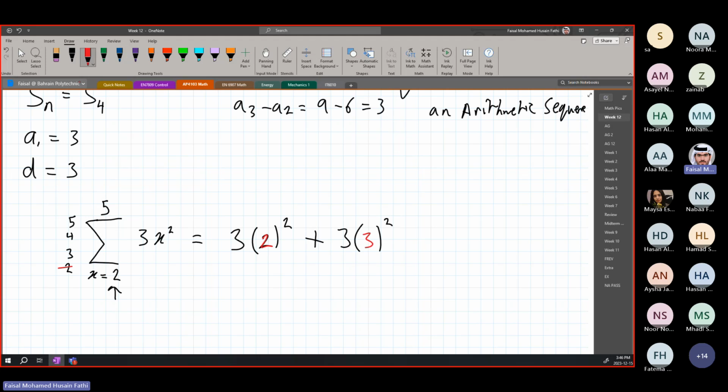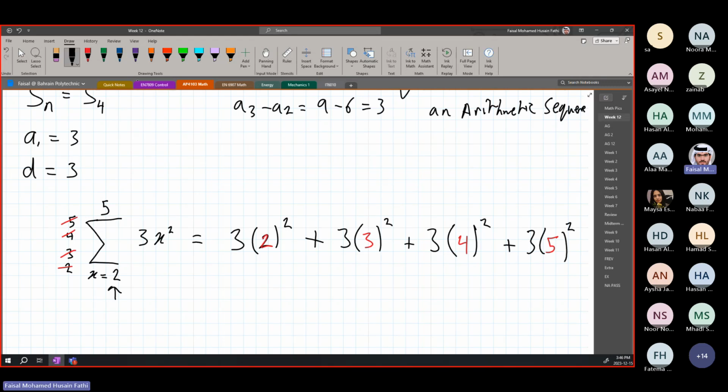So we have 3 squared. Plus 3 times, what is the next term? 4. We put the 4. Plus 3 times 5 squared. That's our last number, and we stop there.